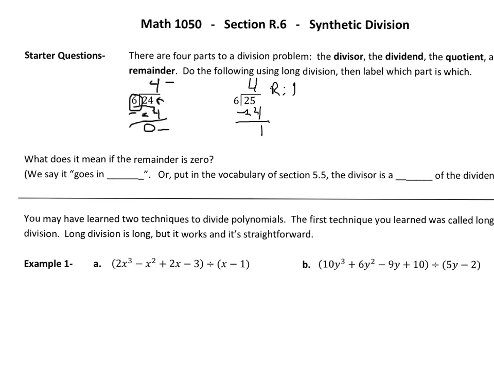It's not 0. So the next question is, what does it mean if our remainder is 0? If the remainder is 0, then it goes into it evenly, right? And that's the word that we're looking for. If we divide something and the remainder is 0, then that means it goes in evenly. Or to put it in the vocabulary coming up, the divisor is a factor of the dividend.